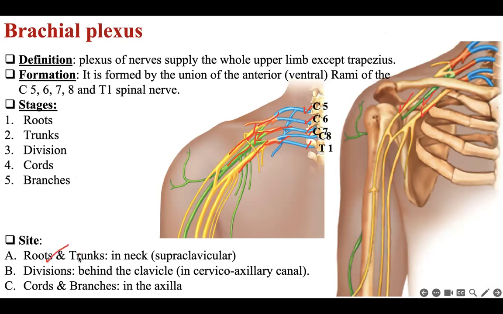This is the stage of the formation. The roots and the trunks will be in the neck. Division will be behind the clavicle, and the cords and branches you will see in the axilla, or inside the axilla. So any damage of the axilla, the cords and the branches will be affected only. Any damage in the neck will affect the roots and the trunks.